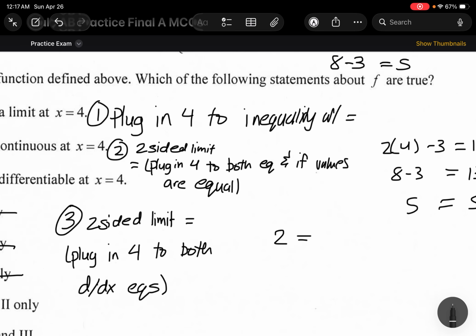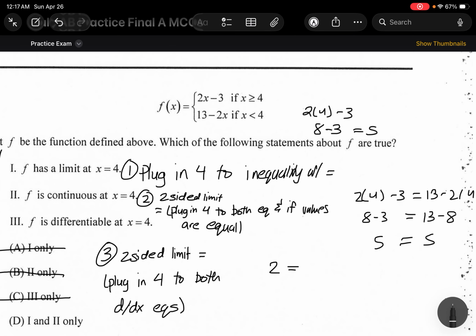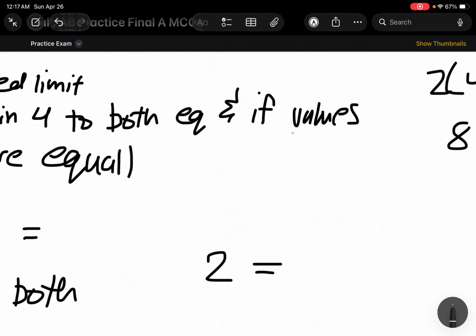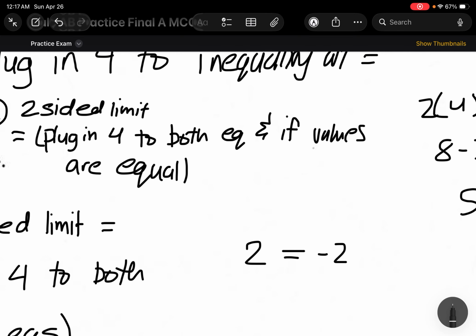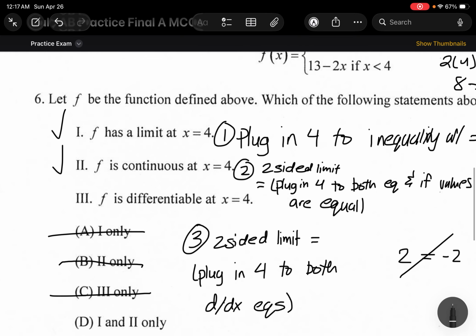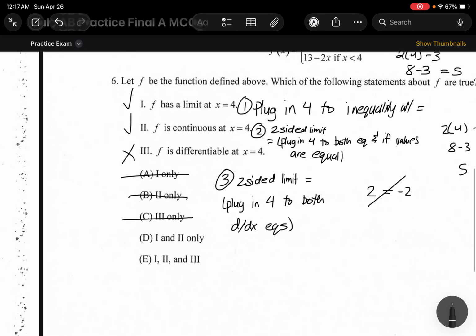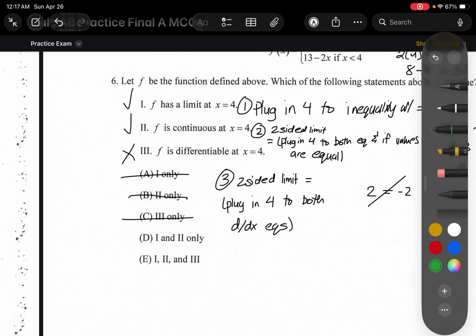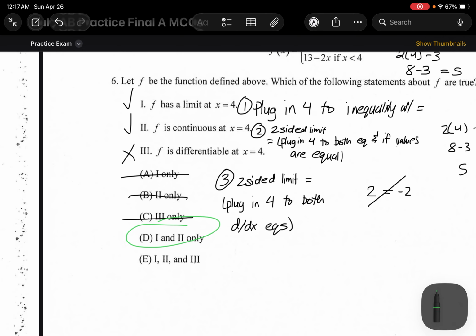And we're going to set that equal to the derivative of the other function on the left side, which is 13 minus 2x. The derivative of that function is going to be negative 2. Is this true? No. So third condition is not met, so our answer is going to be D. Only condition 1 and condition 2 are true.